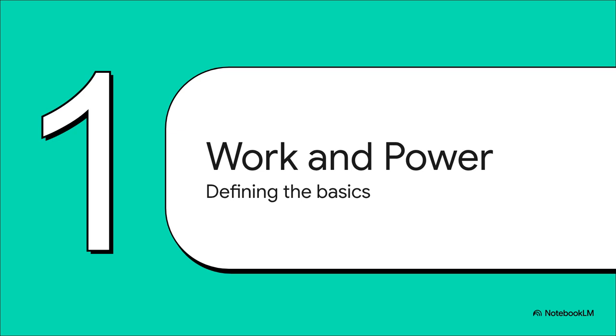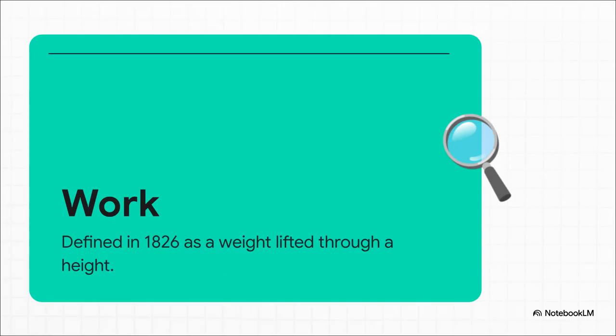Section 1. Defining work and power. Okay, to truly grasp work, we kind of need to look backward for a second. Surprisingly, the concept of work wasn't even a big area of focus for our old friend Sir Isaac Newton. The term work, at least how we use it in physics today, was actually introduced way back in 1826 by a French mathematician named Gaspard Gustave Coriolis. He defined it super simply: weight lifted through a height.